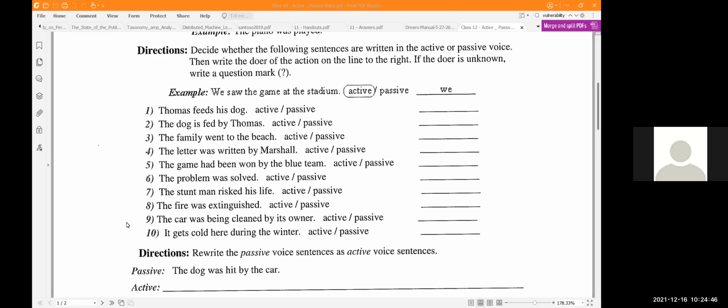The stuntman risked his life. This is active, and the stuntman is the subject. Yes. Number 8, the fire was extinguished. Extinguished. Yeah, perfect.